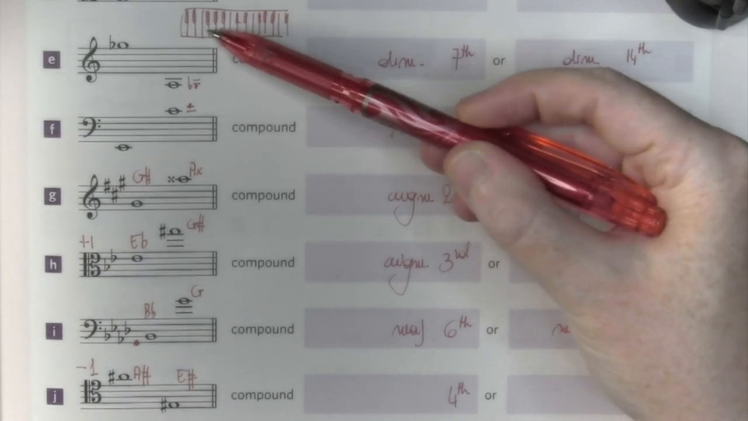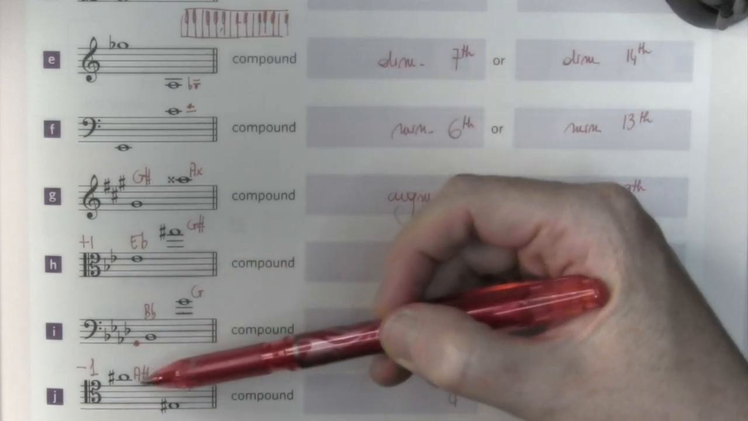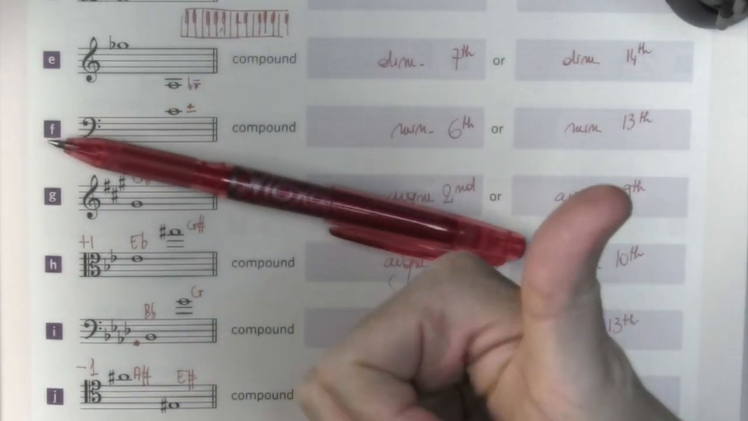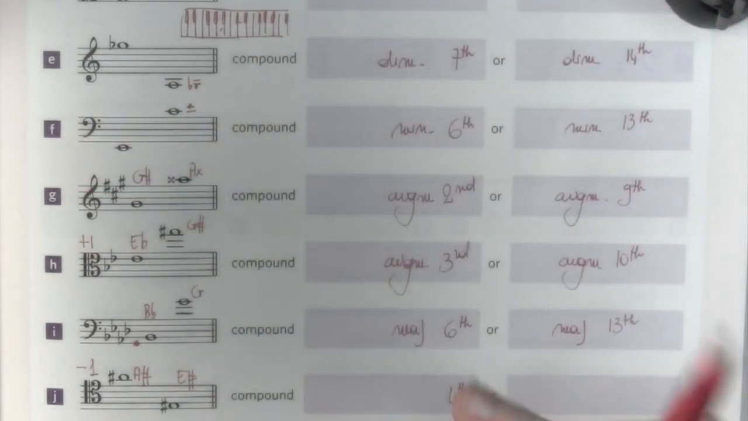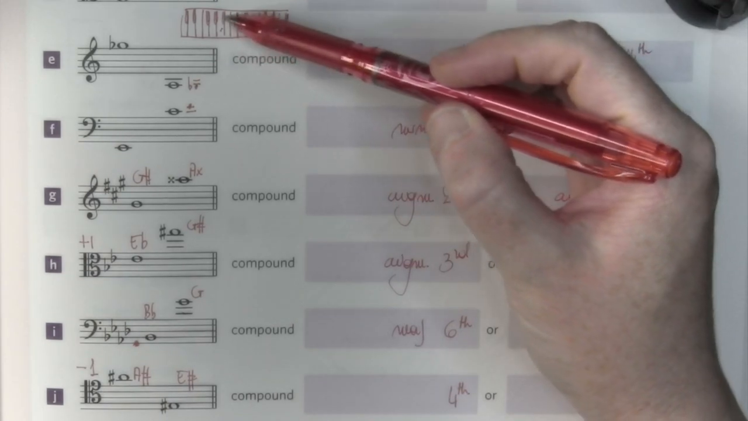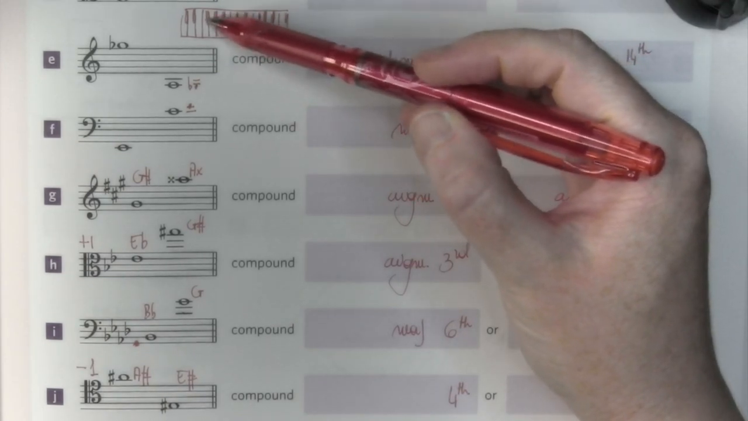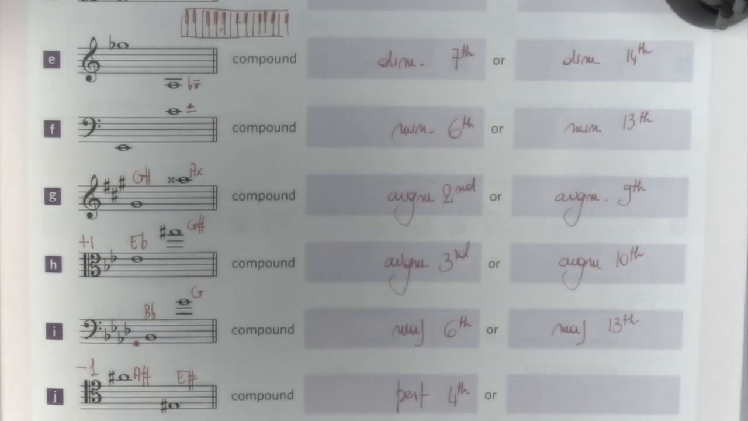Why is it not fa? Because if we call it fa, this is a compound third. Fa, sol, la. We can't. It has to be a fourth. So it is a perfect fourth because we have la sharp, one, two and a half, mi sharp. Perfect fourth, which compound becomes a perfect 11th.